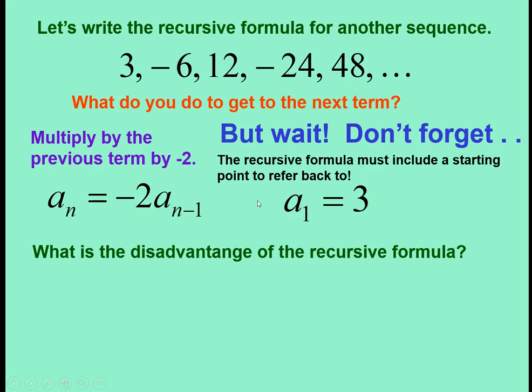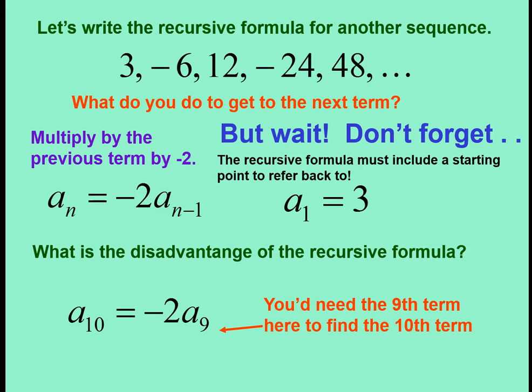What is the disadvantage of the recursive formula, though? If I wanted to find a sub 10, I would need to know a sub 9. And if I wanted to know a sub 9, then I would need to know a sub 8, a sub 7, a sub 6, etc. That's no fun. If I want to find a term way down the row, I have to keep generating terms. So the recursive rule is useful for generating the first few terms, but the explicit rule is better for finding a term way down the line, like the 100th term.